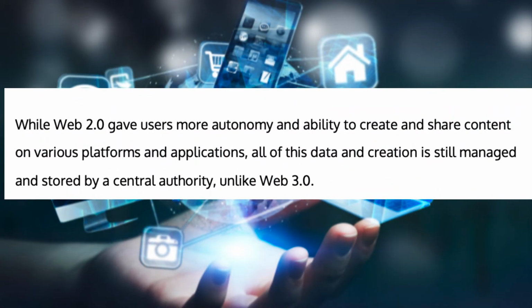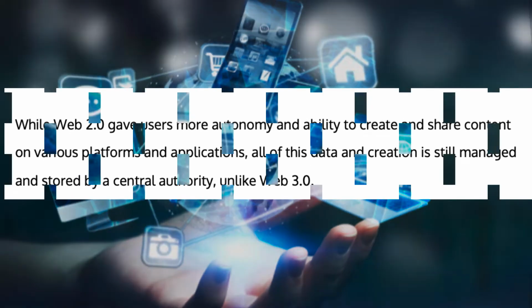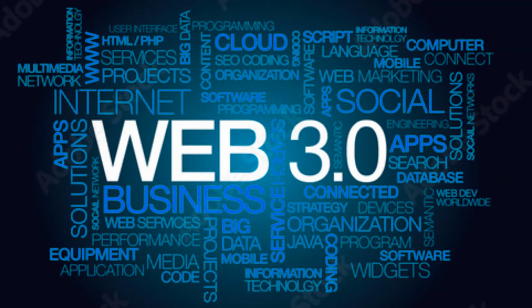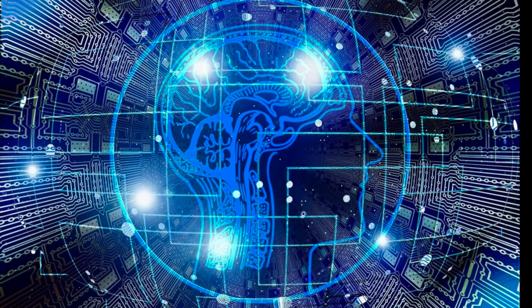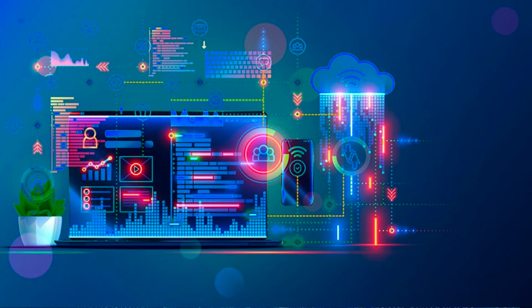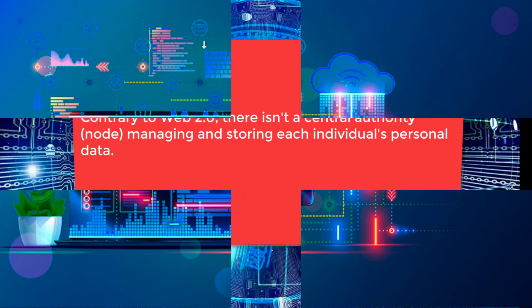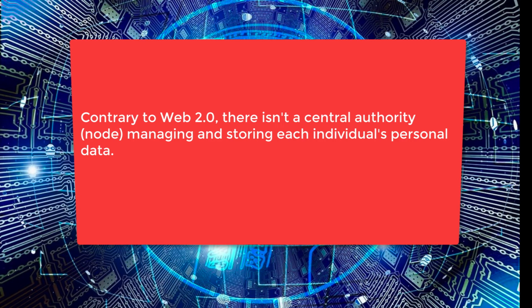While Web 2.0 gave users more autonomy and ability to create and share content on various platforms and applications, all of this data and creation is still managed and stored by a central authority, unlike Web 3.0. Web 3.0 is interconnected, decentralized, and will use AI. With the decentralized nature of blockchain and cryptocurrency, there's an inherent symbiotic nature to Web 3.0, the next stage of the Internet. Contrary to Web 2.0, there isn't a central authority, node, managing and storing each individual's personal data.